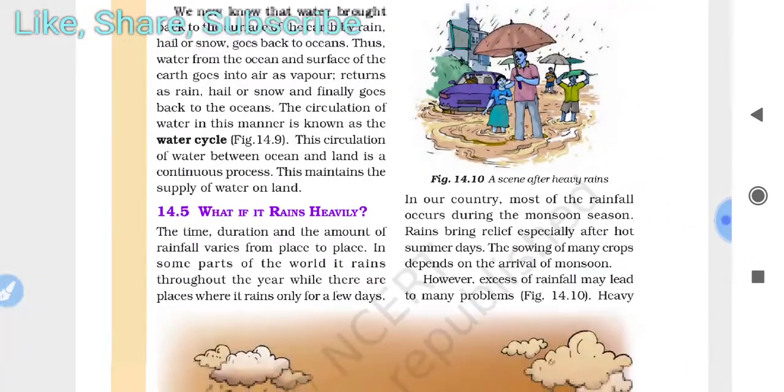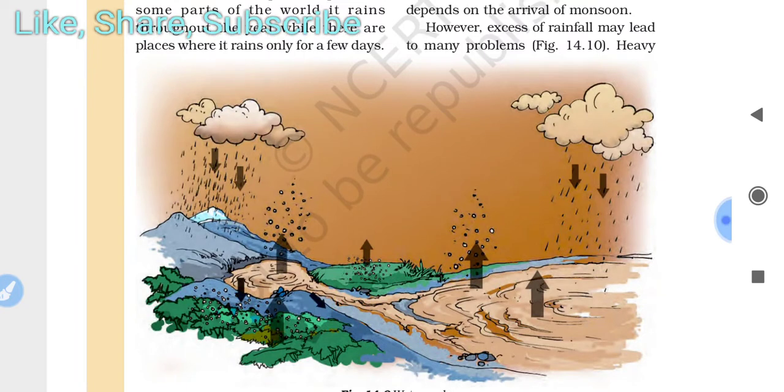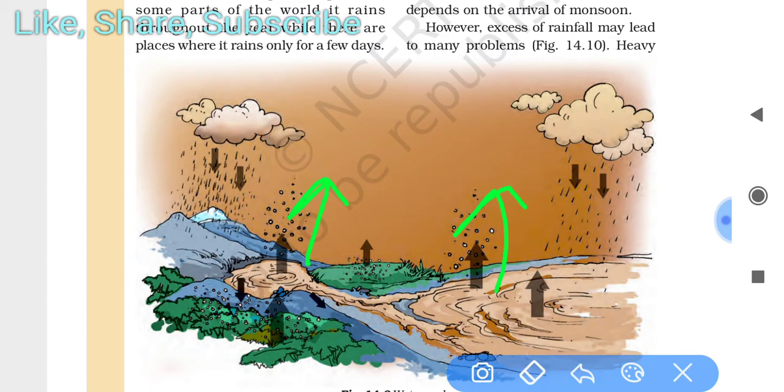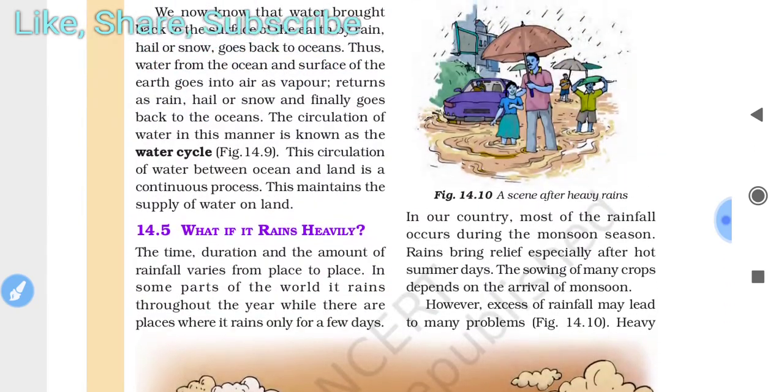If you see, this is figure 14.9. This is the water cycle in which, by different means, by the process of evaporation, water goes above, or the transpiration process takes place from plants, and it comes back in the form of snow or rain or hail. So this is the water cycle.